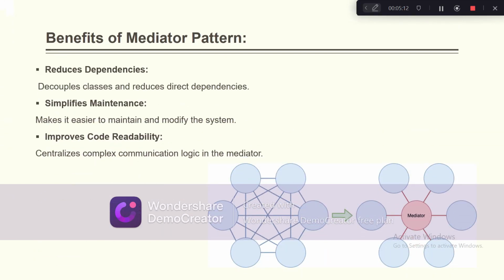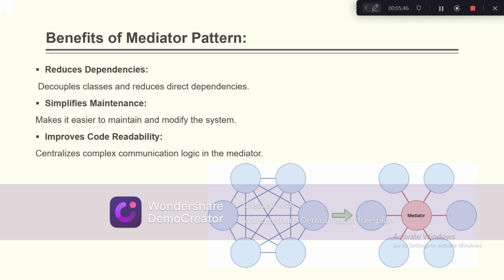Okay, let's get to the benefits of the mediator pattern. The first one is it reduces dependencies. The mediator pattern decouples classes and reduces direct dependencies between them. These objects communicate through the mediator rather than directly with each other. The next one is it simplifies maintenance. It simplifies maintenance and modification of the system by centralizing communication logic in the mediator, and changes in how the objects interact can be made in one place.